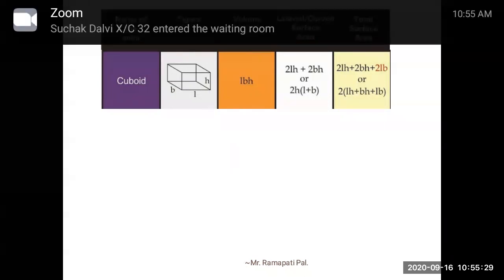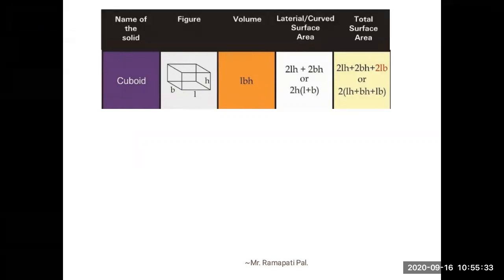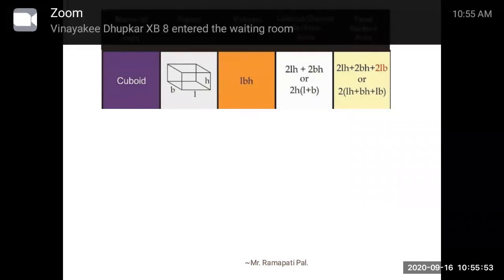So see here, in cuboid, length is present, breadth is present, height is present. So what is the volume of cuboid? When we multiply length into breadth into height, we get volume.